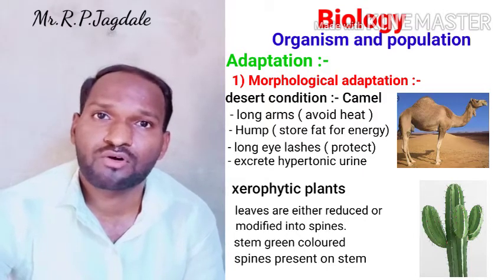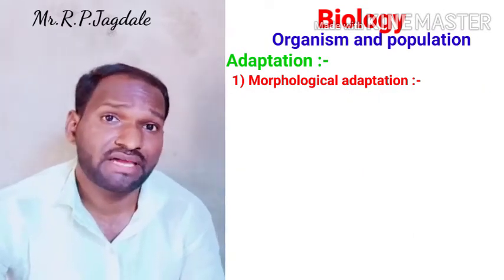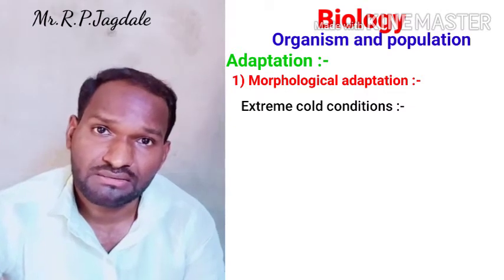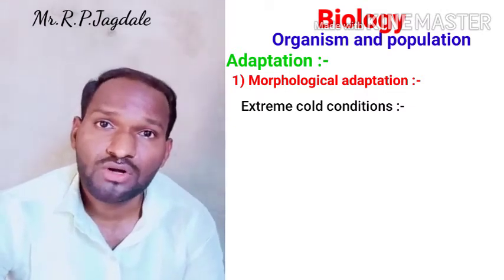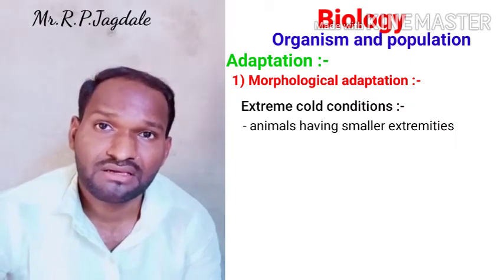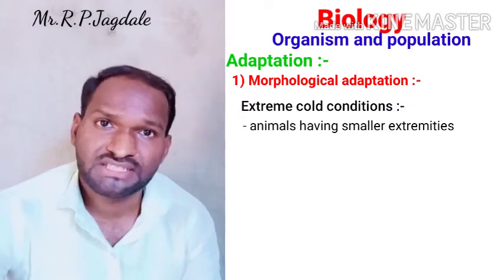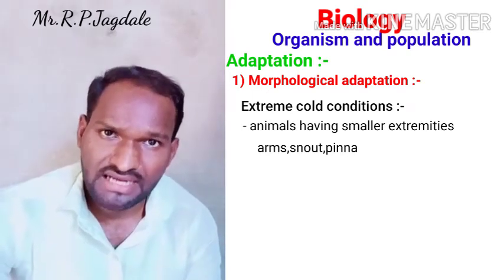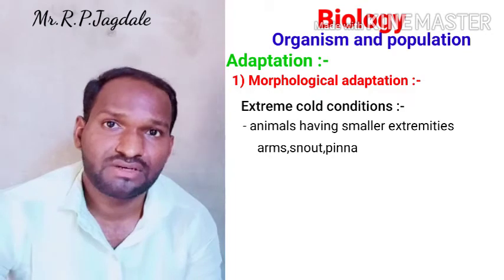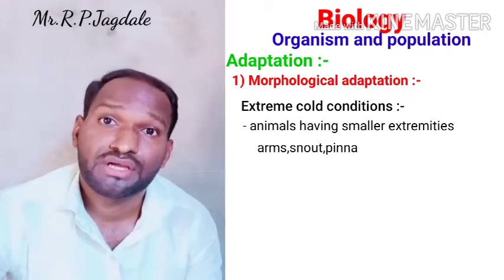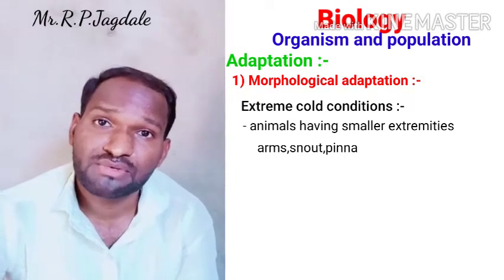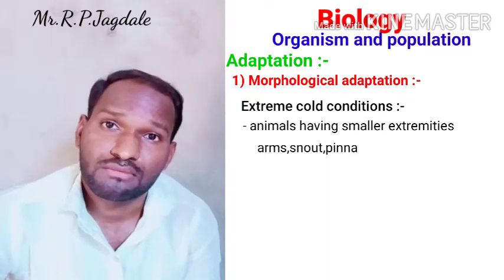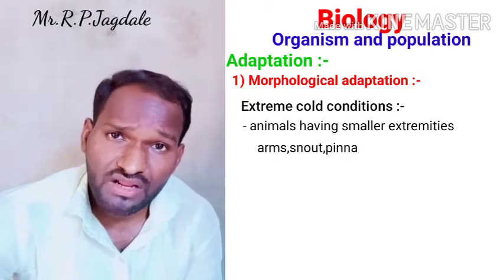This is some morphological characters. Now in case of extreme cold conditions also there are some morphological characteristics. That means it is said that in the cold conditions, whatever animals are there, they are having small extremities. Extremities means the morphological parts, for example arms, the pinna and the snout. So in case of the cold region, the animals are having small pinna, that means ears. Then they are having a small snout region, and they are having small legs or arms.